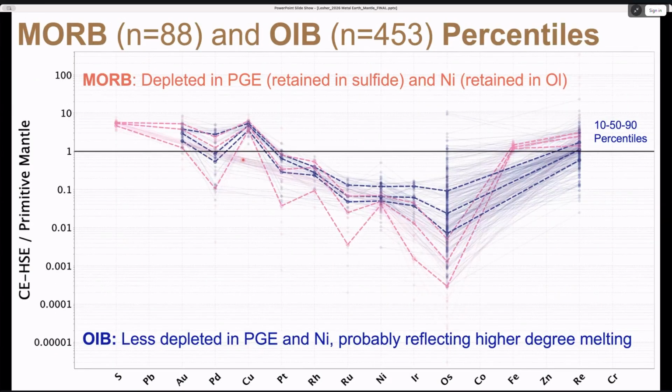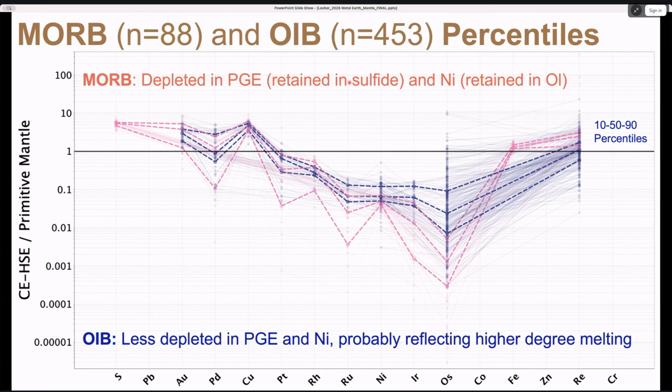So the databases that James put together also had MORB, shown here in pink, and OIB, shown here in blue. And these are, again, the percentiles. MORB is depleted in PGE. That's been well known forever. Jim Crockett at McMaster published a lot on that back in the 70s and 80s. Because basically they're being retained in sulfide.